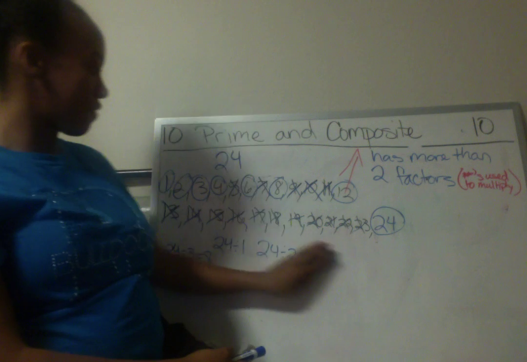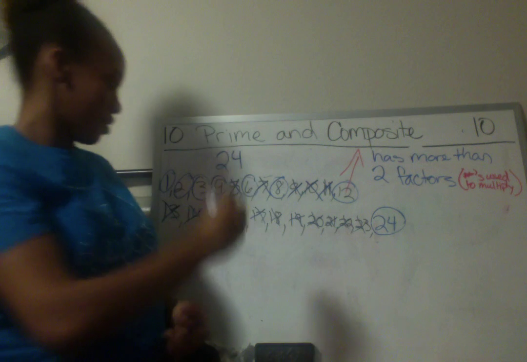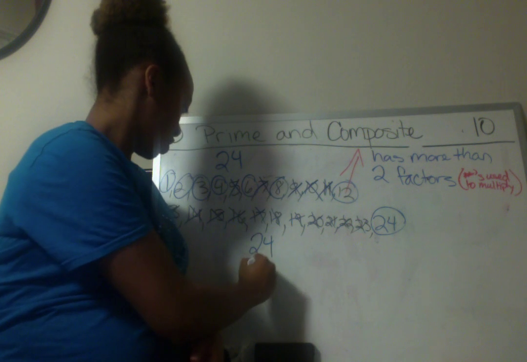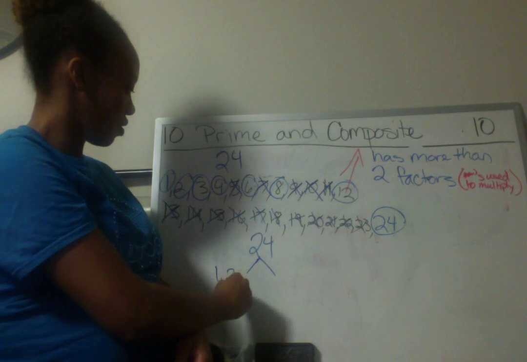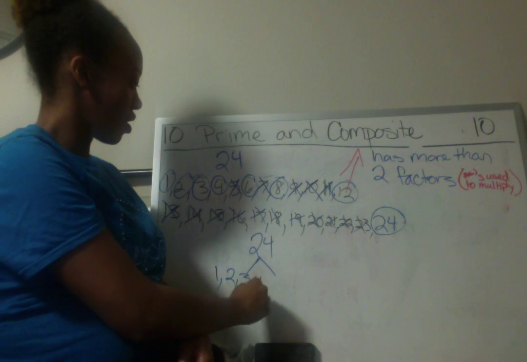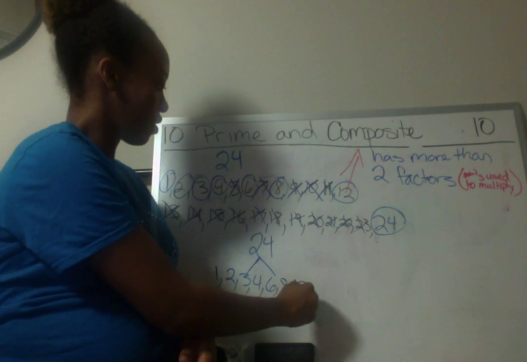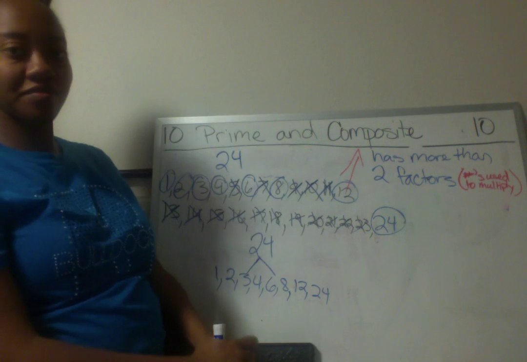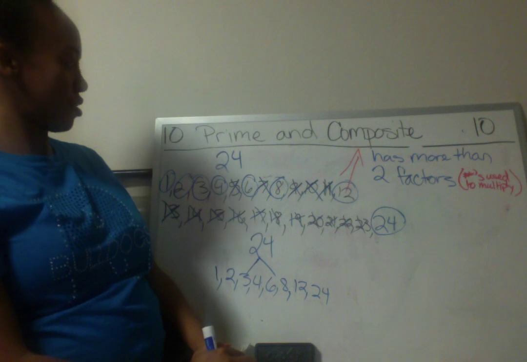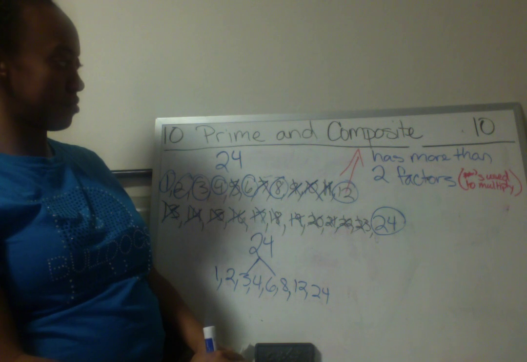So if we were to make a factor tree out of this one, 24's factors are 1, 2, 3, 4, 6, 8, 12, 24. Yes.